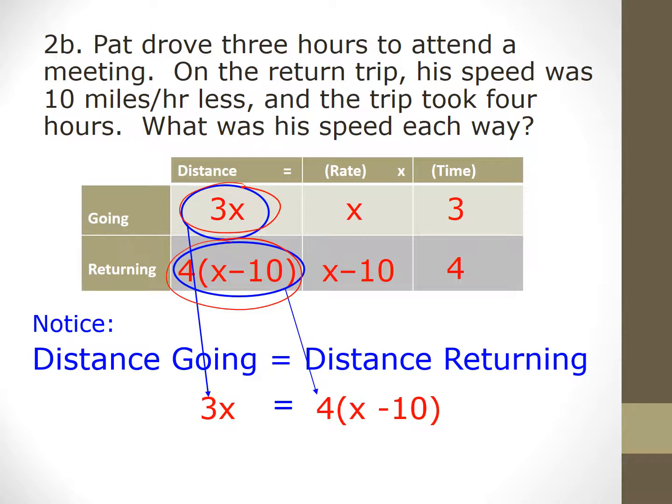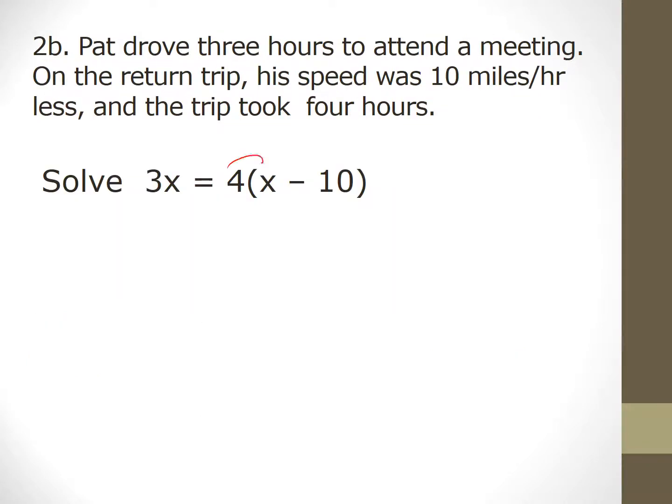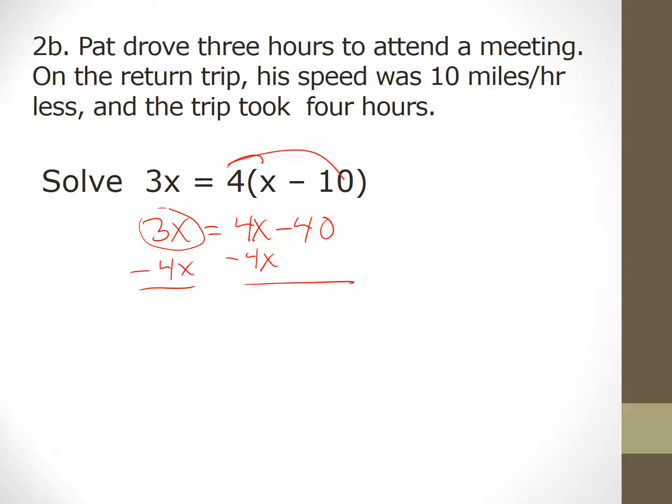So what's left then is to take the equation that we have created. We end up with 3x equals 4x minus 40, distributing that 4. Now in solving this, of course, we have x on both sides. Since x is by itself here, I'm going to move the 4x to the left side. So I'm going to subtract 4x from both sides. So 3x minus 4x is negative 1x. And on the right-hand side, this goes to 0, of course, and we're left with minus 40.